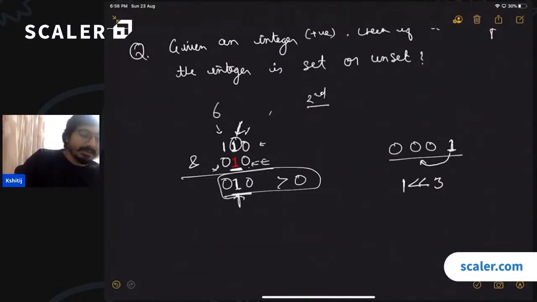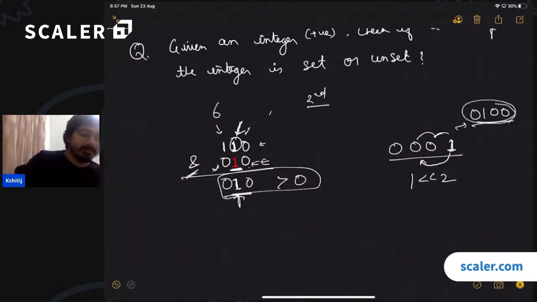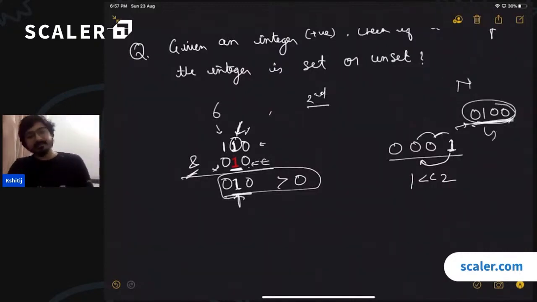So one left shifted by, we'll be doing here, 1 left shifted by 2, right? So 1 left shifted by 2 is going to be 2 raised to power 2, which is 4. And now you can take the bitwise AND of this constructed number with the given number. If the result is greater than 0, then you can say that yes, the number has a set bit.